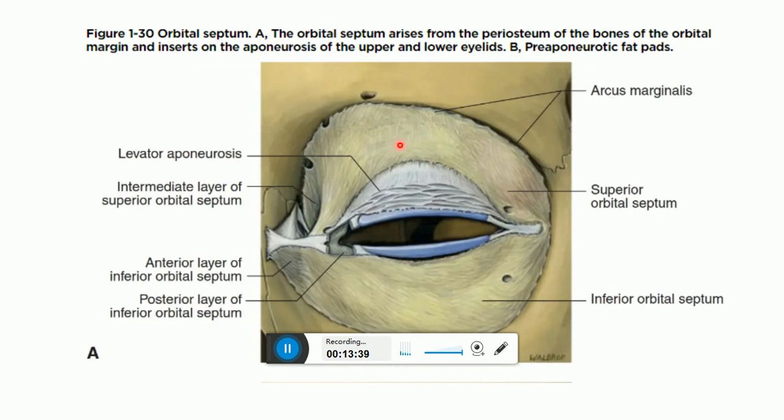The clinical examples include preseptal cellulitis. Anterior to this, there will be preseptal cellulitis. If it goes posterior to this, then it will become orbital cellulitis. And it also limits retrobulbar hemorrhage.